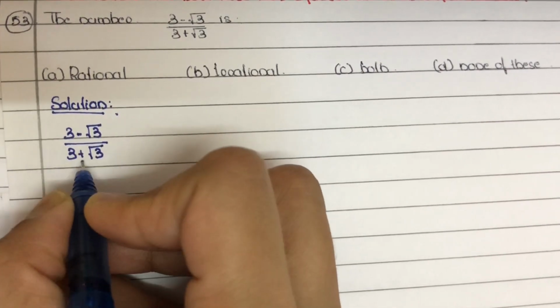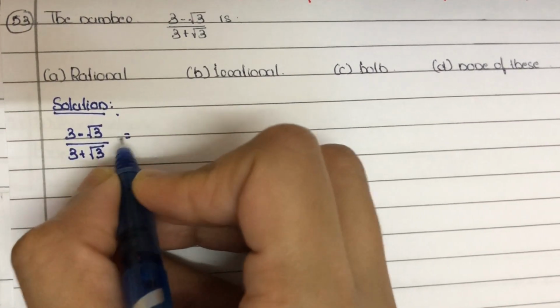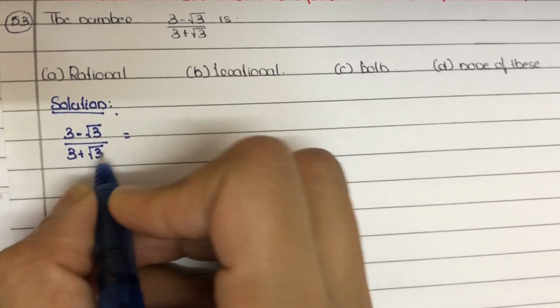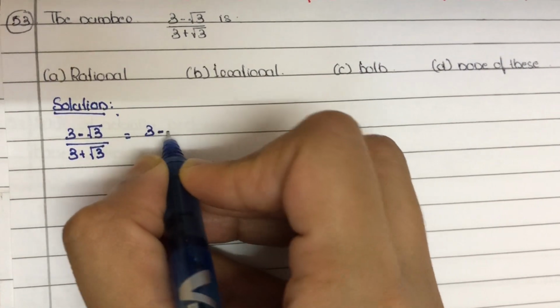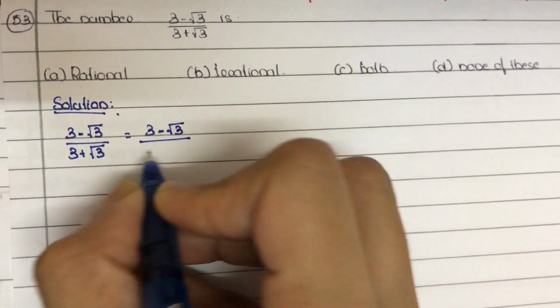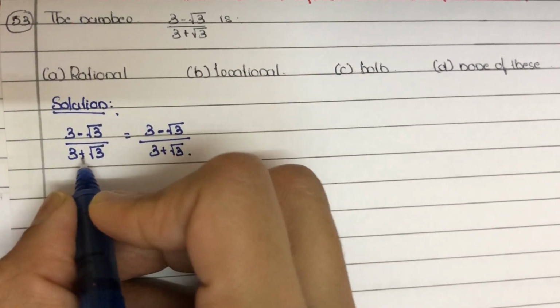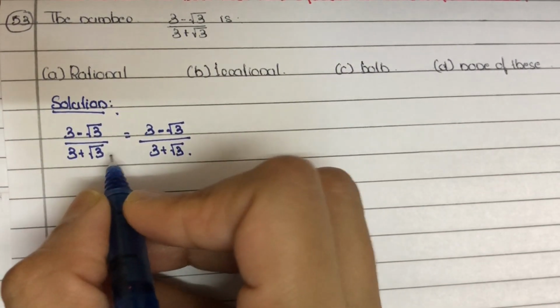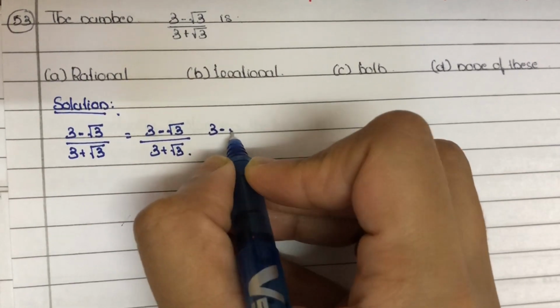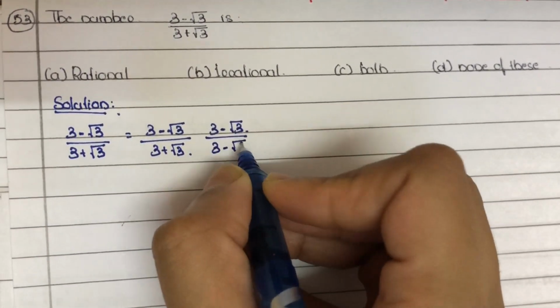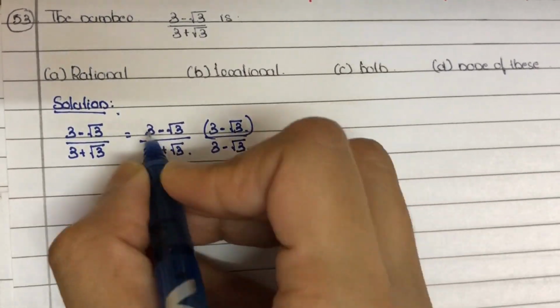First step, rationalizing the denominator. That is, multiplying the numerator and denominator by the conjugate of the denominator. Here the denominator is 3 plus root 3, so its conjugate is 3 minus root 3. So (3 minus root 3) by (3 plus root 3) multiplied by (3 minus root 3) by (3 minus root 3).